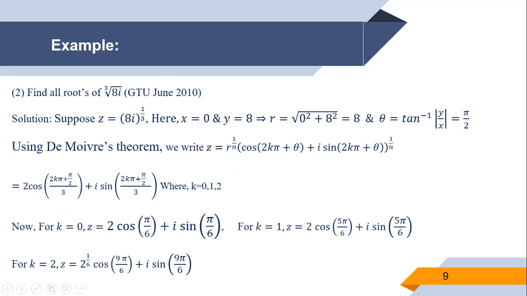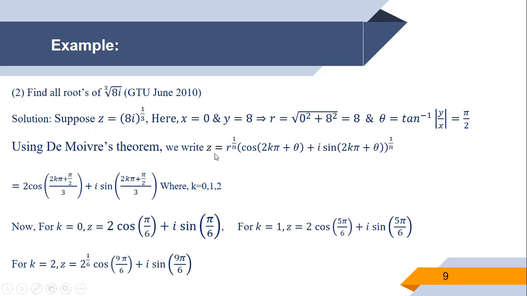Now another example: find all roots of the cube root of 8i. Okay, same procedure. First we take z is equal to 8i raised to 1 by 3. So in this form x is 0 and y is 8. So r is equal to the square root of 0 square plus 8 square, which is nothing but 8. And theta is tan inverse y by x. Y is 8, x is 0, tan inverse infinity is pi by 2.